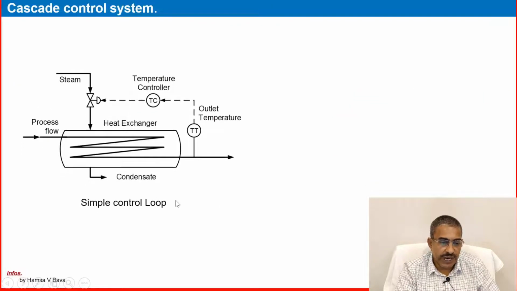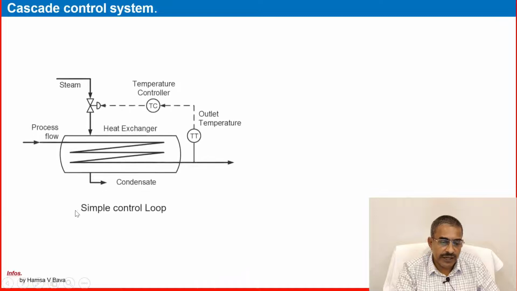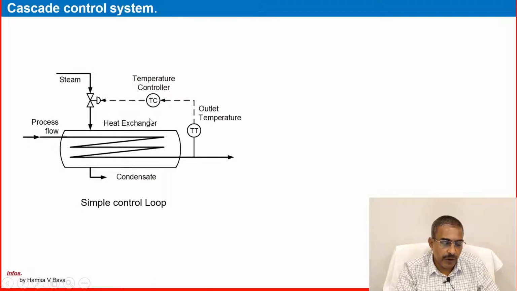This action reduces the fluctuation. So this is another control system. In most cases, our modern control systems are feed forward. And in the heat exchanger we are using another controller. This is a simple control loop, and we are using a cascade control system.